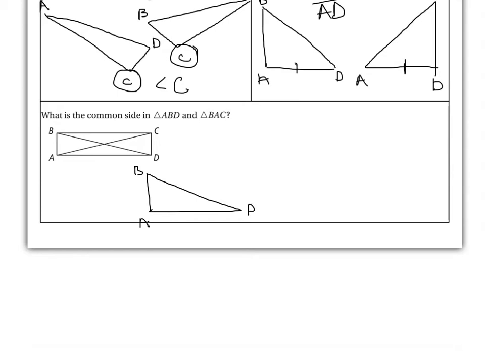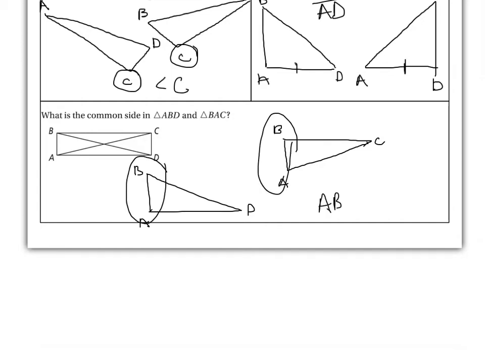And triangle BAC looks like so. We have B, we have A, and we have C here. Again, I'm looking for the side that they have in common, and as you can tell, they both have the side AB, or BA. So the key to finding common sides or common angles is making sure that you redraw the triangles the way they are from the picture, but separate them.